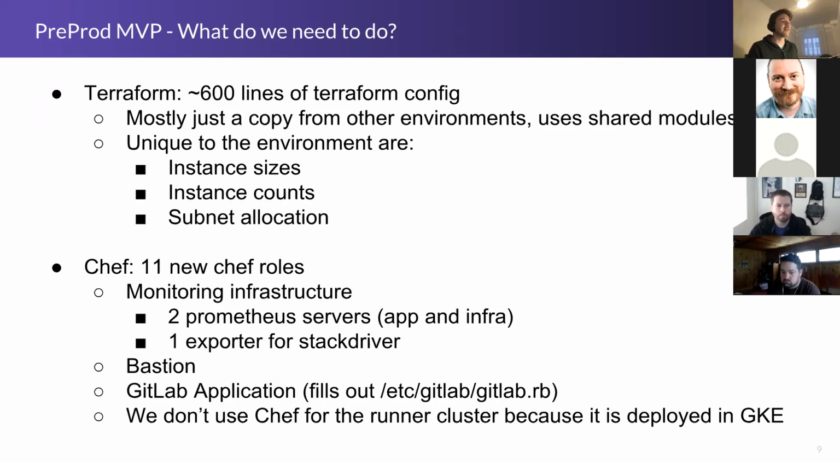This includes things like endpoints. It includes any kind of labels and things that we need for Prometheus. I broke these down into monitoring infrastructure, Bastion, the GitLab application, which fills out the gitlab.rb file. And then I just put a note here that we don't use Chef for the runner because it's deployed in GKE, which makes it a bit easier.